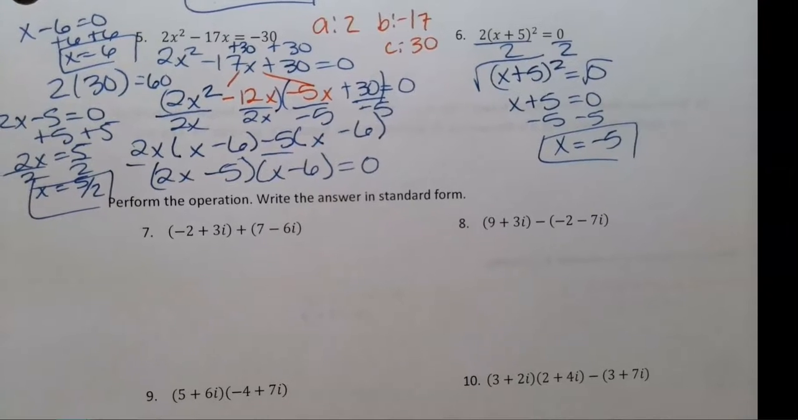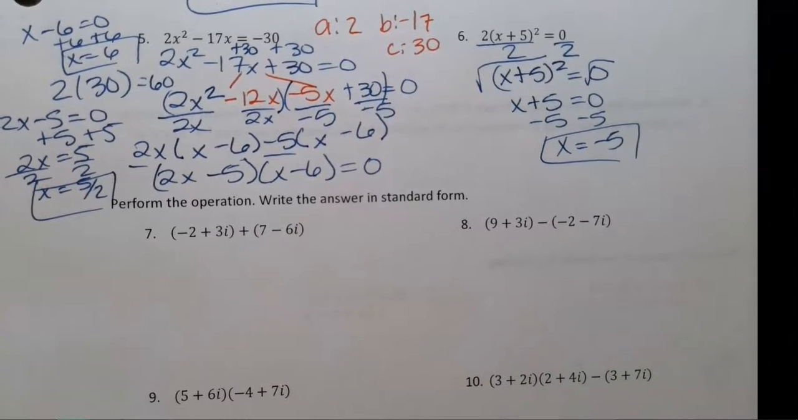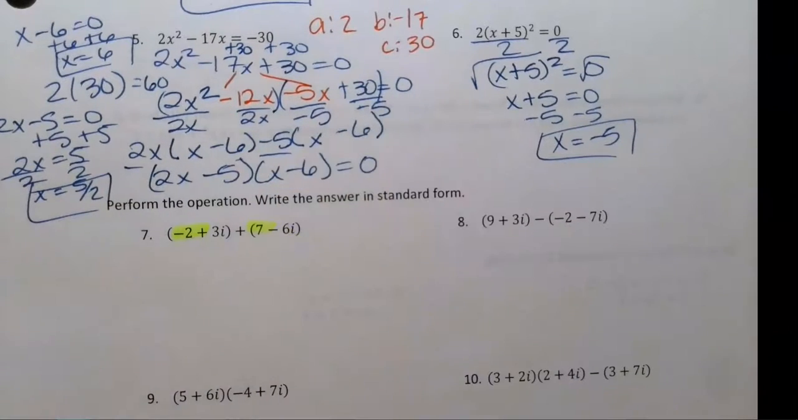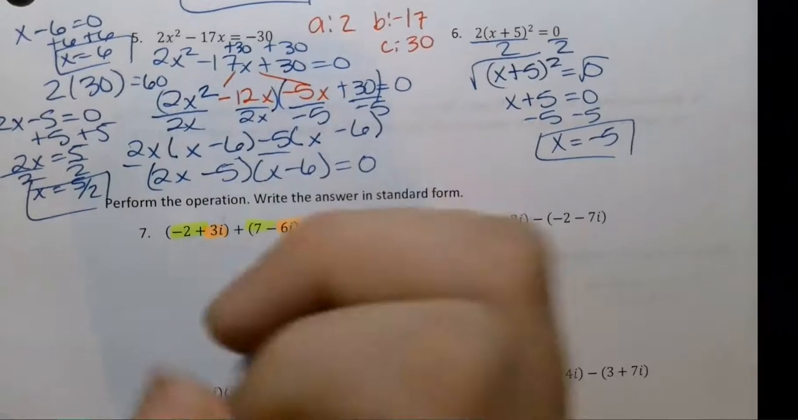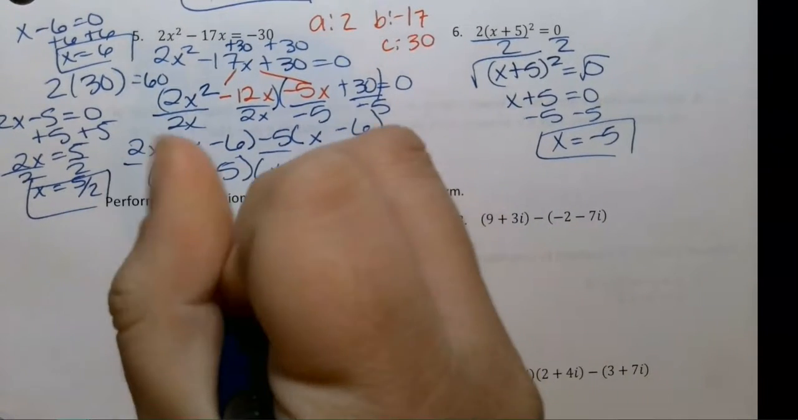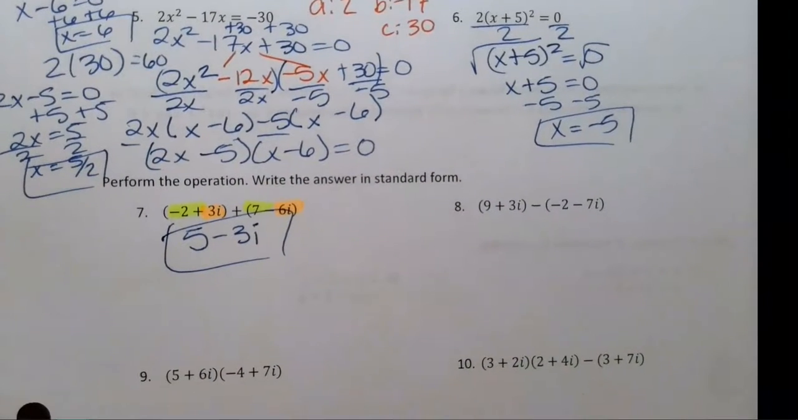Number 7 wants me to perform the operation and to write my answer in standard form. When I have a plus in the middle, I just combine like terms. So the real parts are going to go together, and the imaginary parts are going to go together. So the stuff I highlighted in yellow gets added. Negative 2 plus 7 gives me 5. 3i minus 6i gives me negative 3i. And that's the answer there.